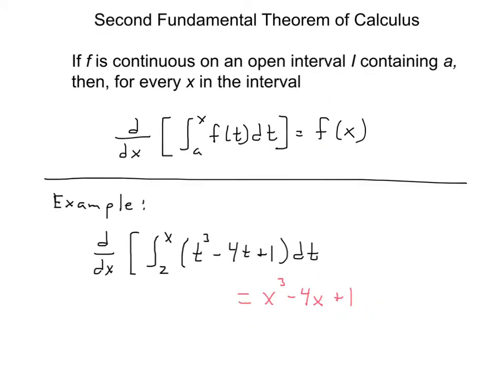Now, because we can define a function as a definite integral, we also get into the whole idea of what's called the second fundamental theorem of calculus. Because we have a function that's continuous, we know it does have a derivative because we're integrating something. So if f is continuous on an open interval I containing a, then for every x in the interval, the derivative with respect to x of the integral from a to x of f of t dt is equal to f of x.